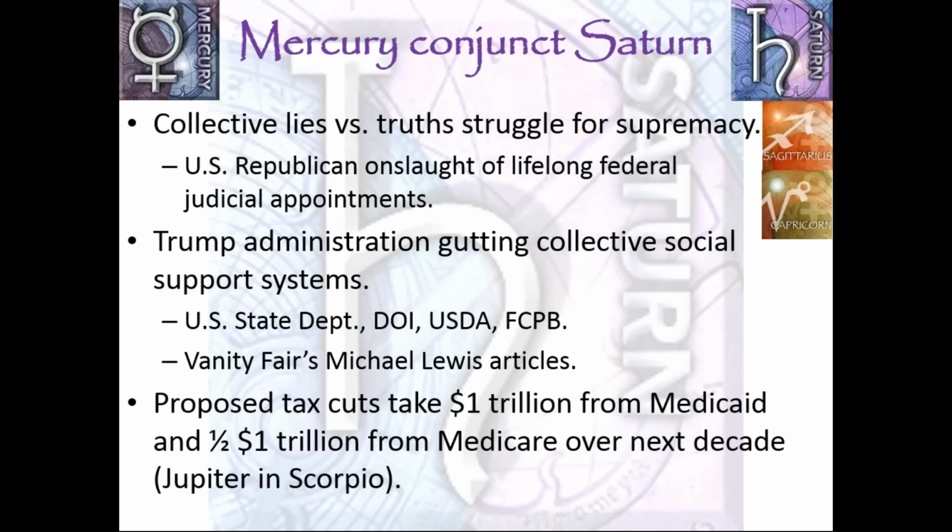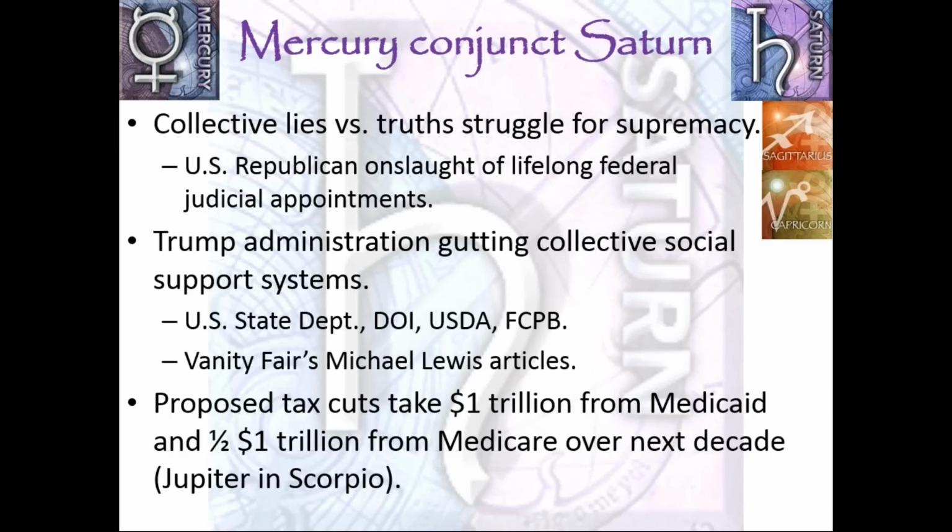Oh, I wanted to put this one in here from the last Mercury retrograde, because the last Mercury retrograde in Sag had the 3 conjunctions to Saturn. I didn't put the date in, but I just thought, this is interesting. Collective lies versus truth. And look at these things on your screen. The last time we talked about how the Trump administration was gutting so many collective social support systems, and I had mentioned Vanity Fair's Michael Lewis articles. Just go to vanityfair.com and research Michael Lewis articles. Great articles on all these big federal departments and how they're just being utterly gutted by the Trump administration.